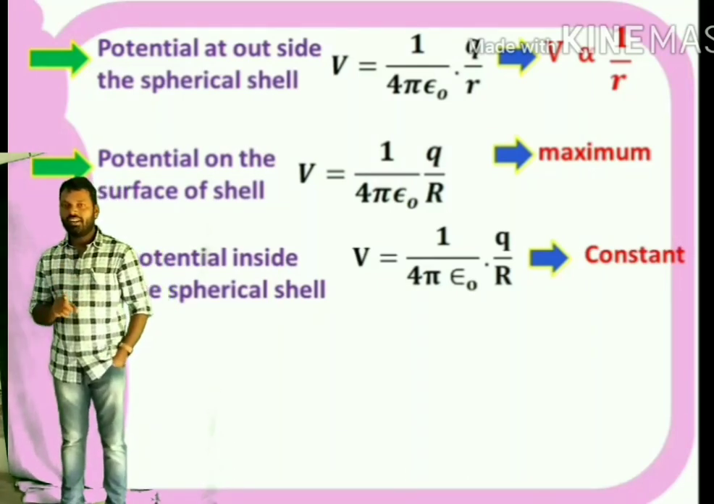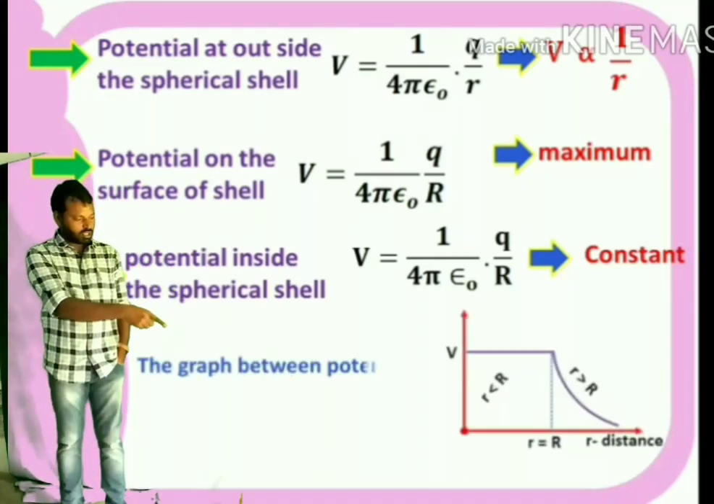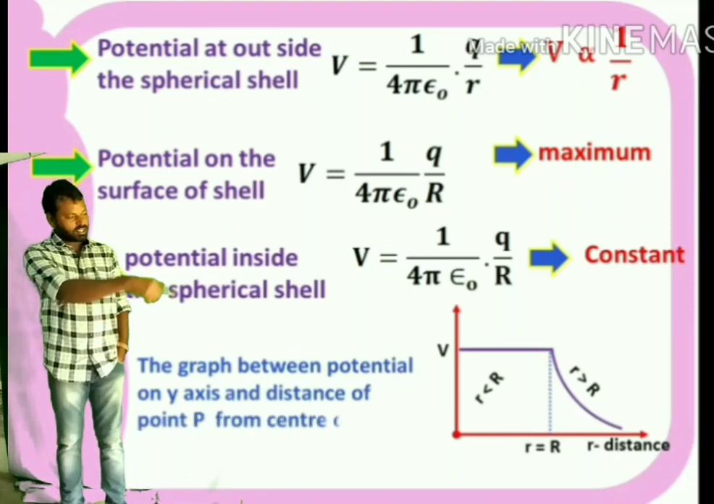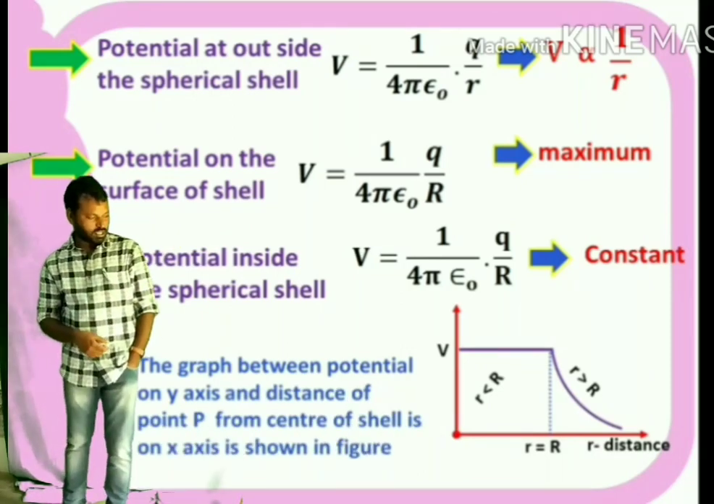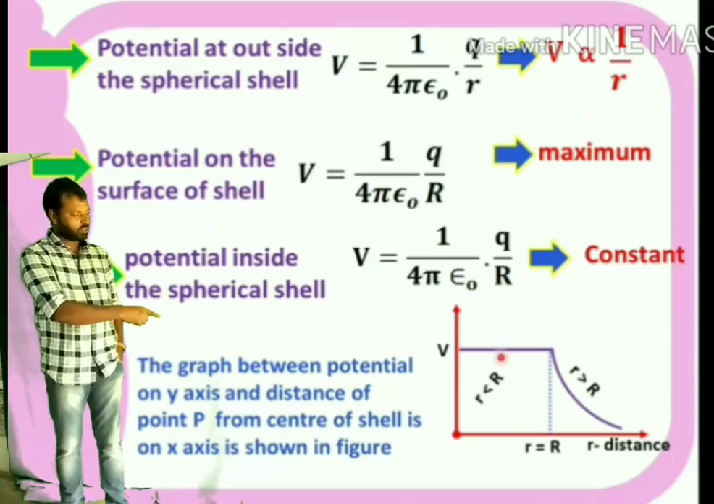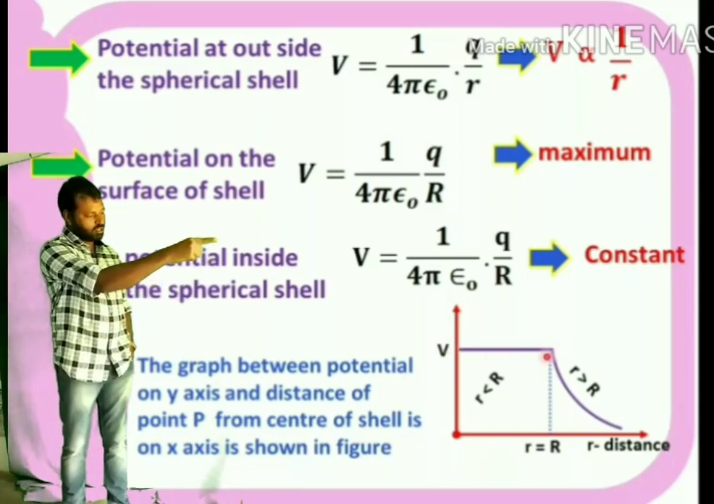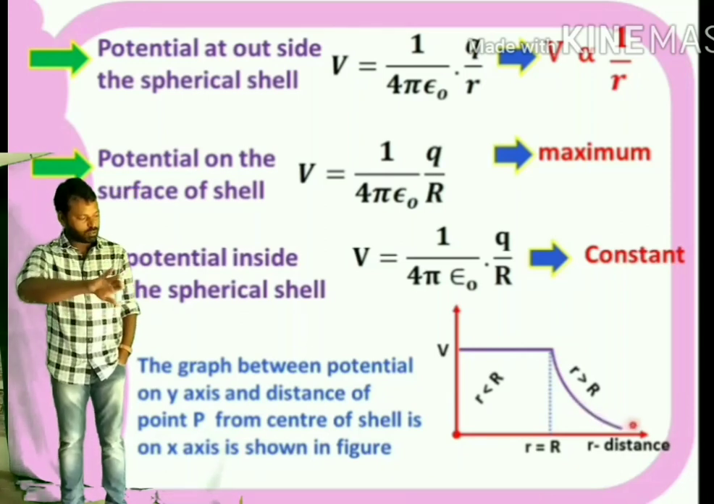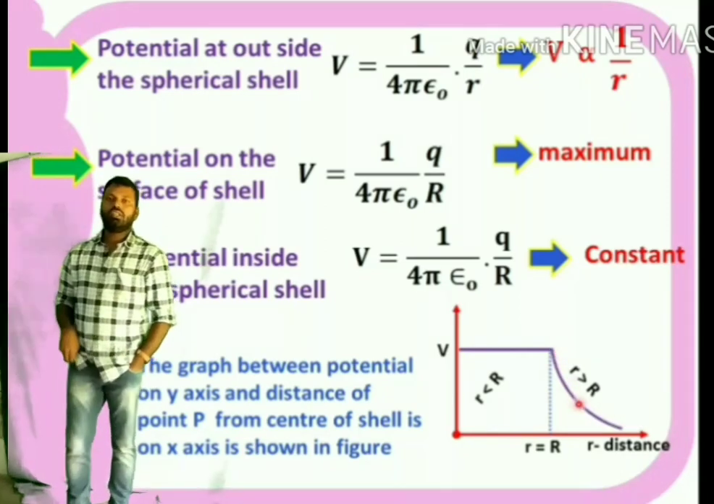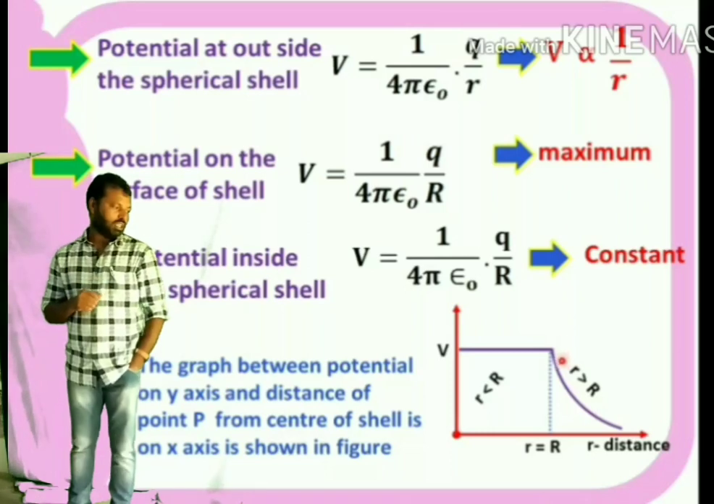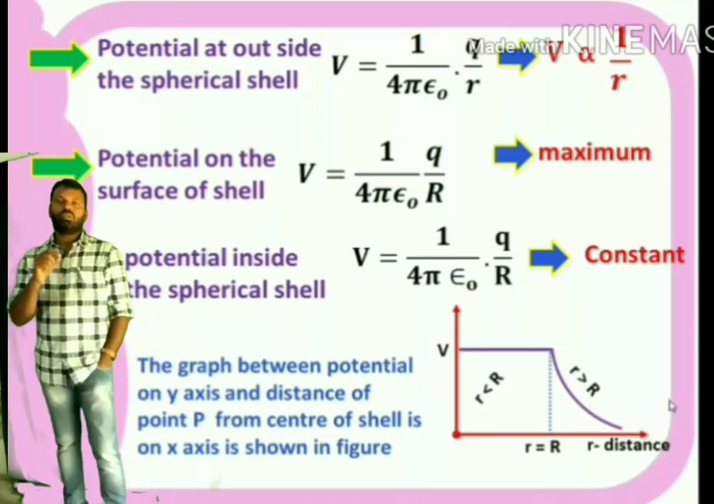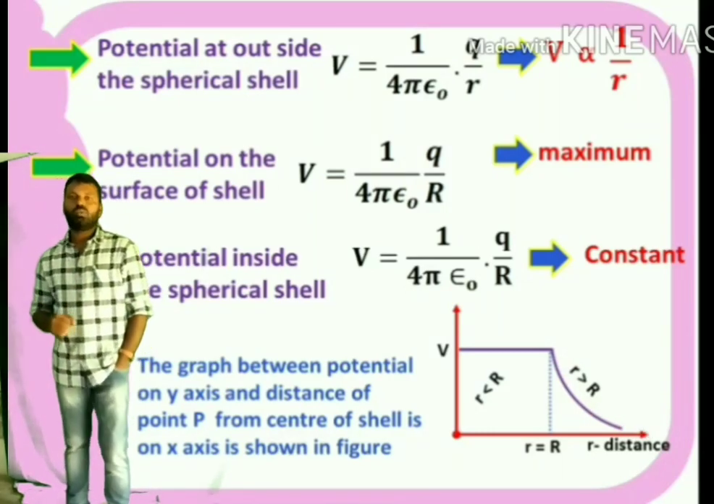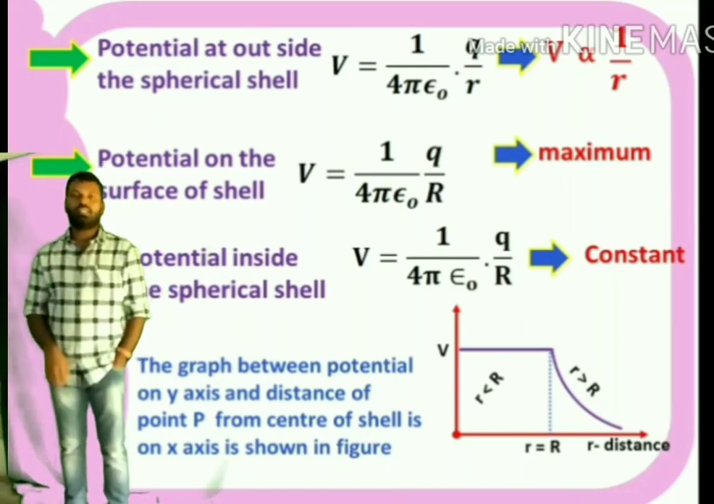So if I draw a graph with potential on the y-axis and the corresponding distance from center O on the x-axis, it looks like this. The potential is constant up to the surface of the shell. Thereafter it is inversely proportional to r, so it gradually decreases as shown in the figure. This is the electric potential variation with respect to the distance from the center.